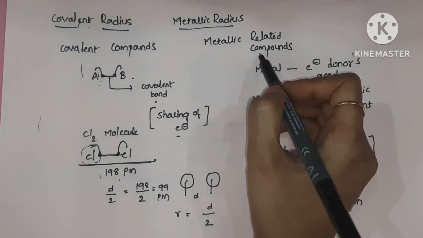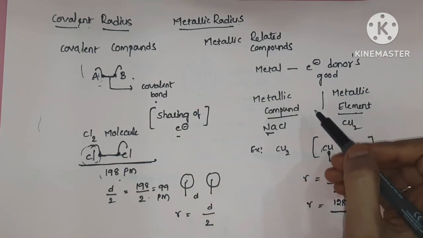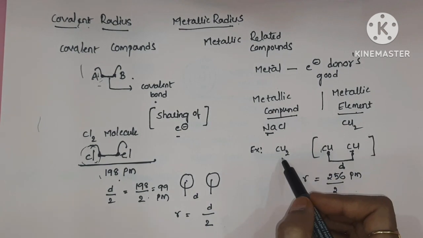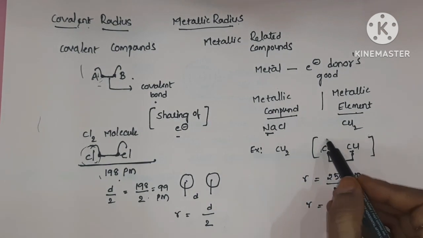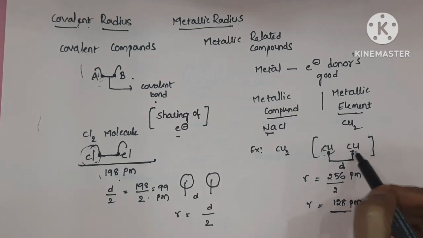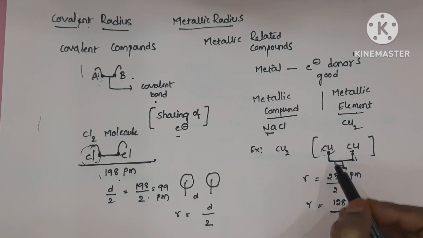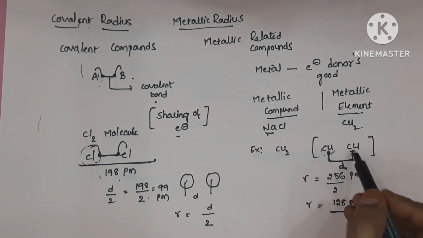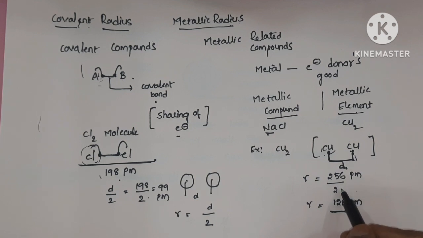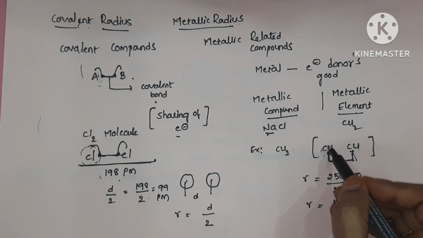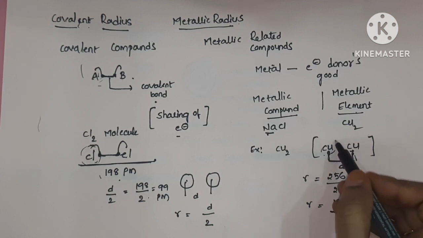Next, metallic radius. Same as covalent radius, but measured in metallic compounds. So one copper atom, and this is another copper atom. The internuclear distance, denoted by D, between the two copper atoms is 256. So D by 2 is the formula. That's why 256 by 2 is 128 pm. This is the radius of one copper atom.